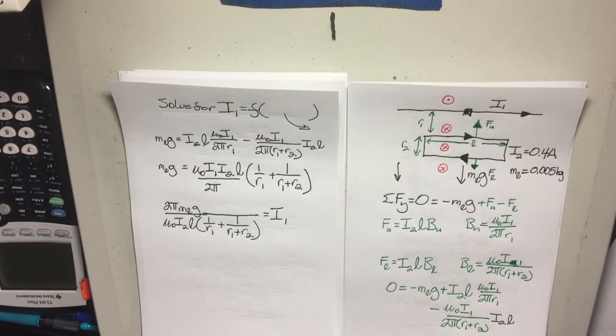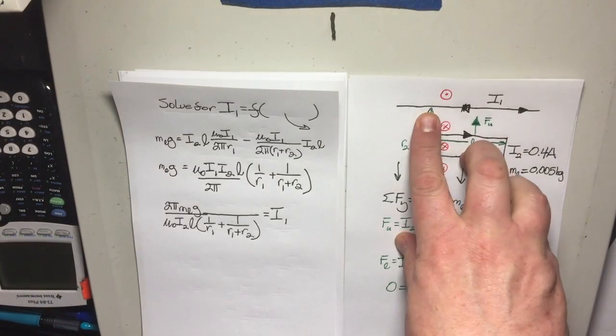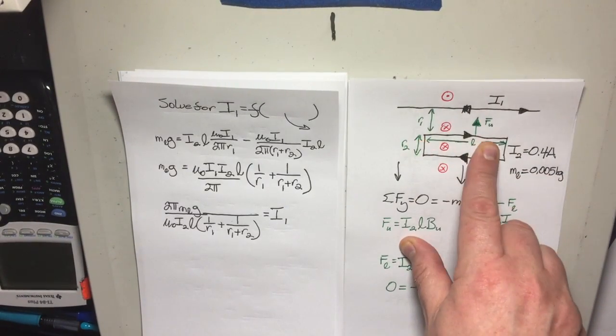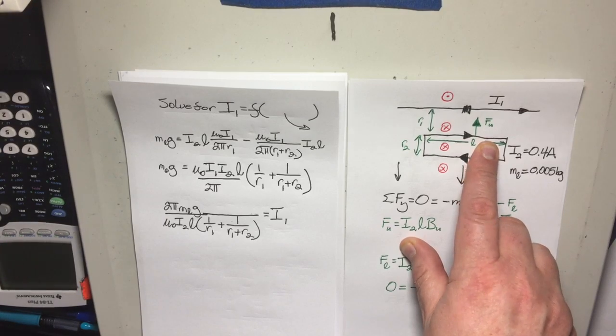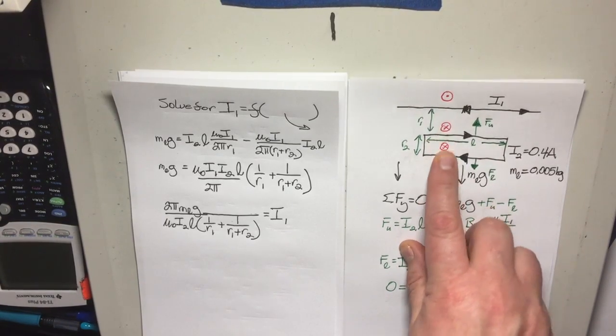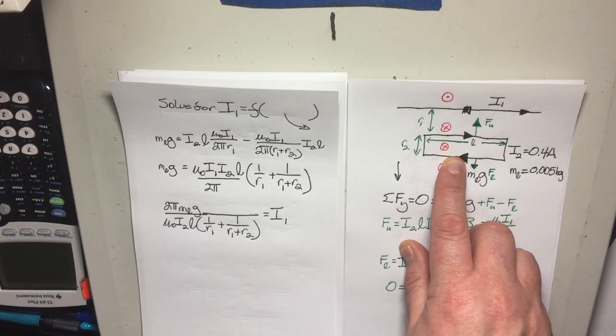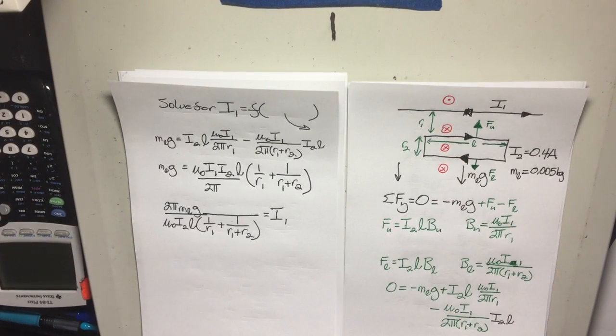What's R what? R1 is the distance from this wire to the top or upper. R2 is the total width of the rectangle. I'm not going to give it to you.